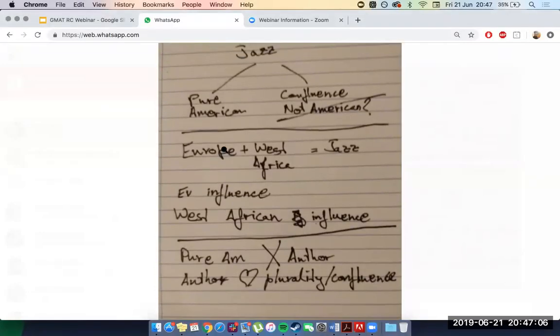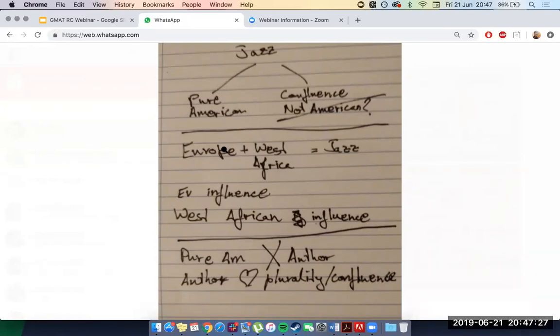Okay. We need to know that there were two teams, pure American and confluence. And it turns out that confluence was not American, so now I've crossed that out. I just know that it's pure American versus confluence. They didn't really mention anyone else. It's just the author herself. So we know that the author is team confluence, and that's all I'm going to take away.